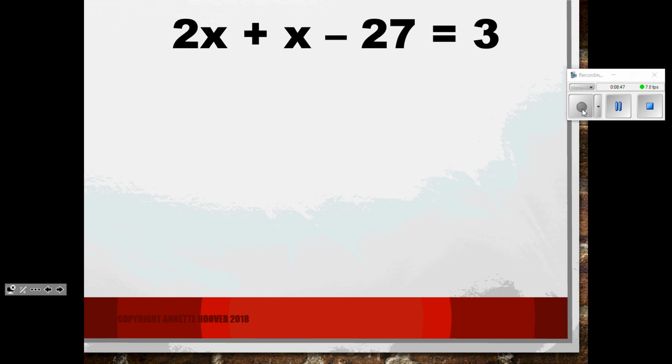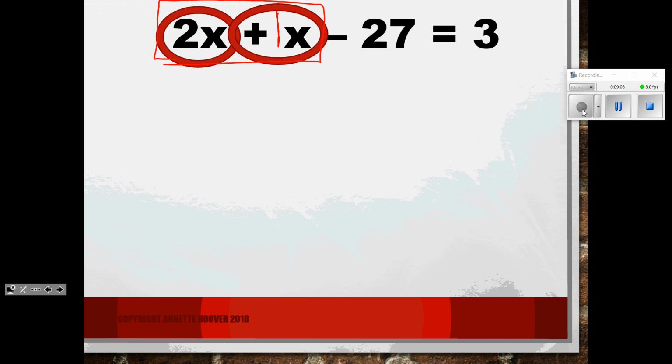Okay, again, we have what we call like terms. Remember, if you do not see a number in front of the variable, there's an understood 1. It might help you to write that 1 in front so that you won't forget. But we do see here we have what we call like terms that we can combine together. And 2x and 1x equals 3x. So we have 3x minus 27 equals 3.